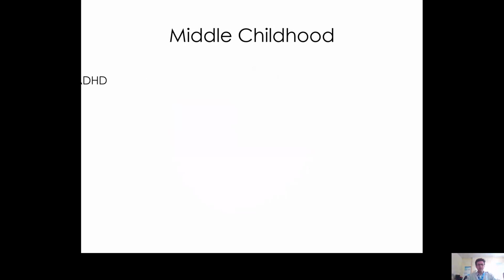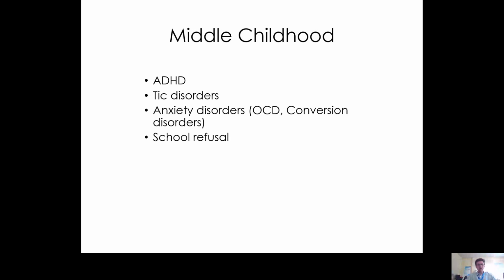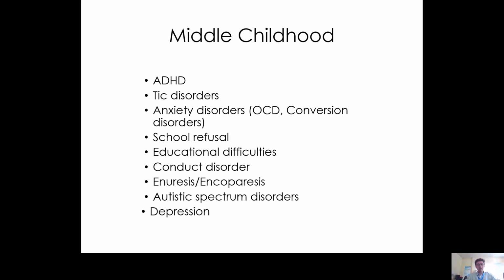So in middle childhood, we tend to see ADHD presenting as a problem, as I said, with school referrals, tic disorders, anxiety. School refusal tends to come along at the point in which social difficulties and anxieties are arising. Educational difficulties, I've mentioned conduct disorder. And depression tends to come later. It's very unusual to see a child under the age of about 12 or 13 who has a diagnosable depressive illness. It tends to happen more in adolescence.